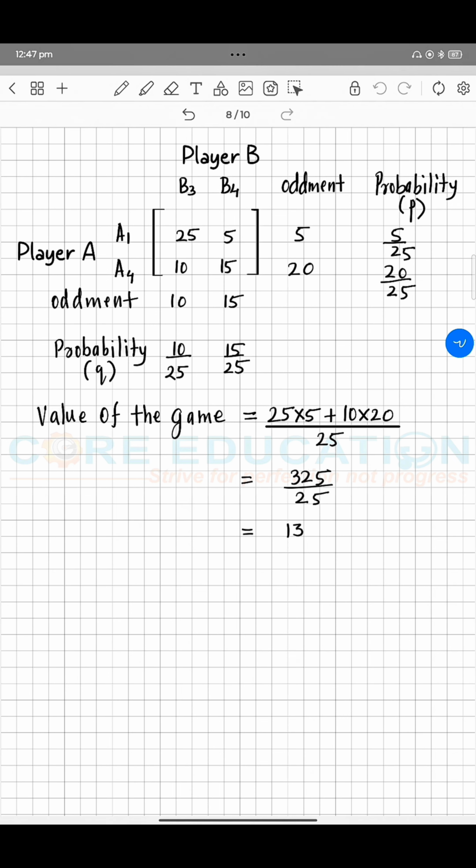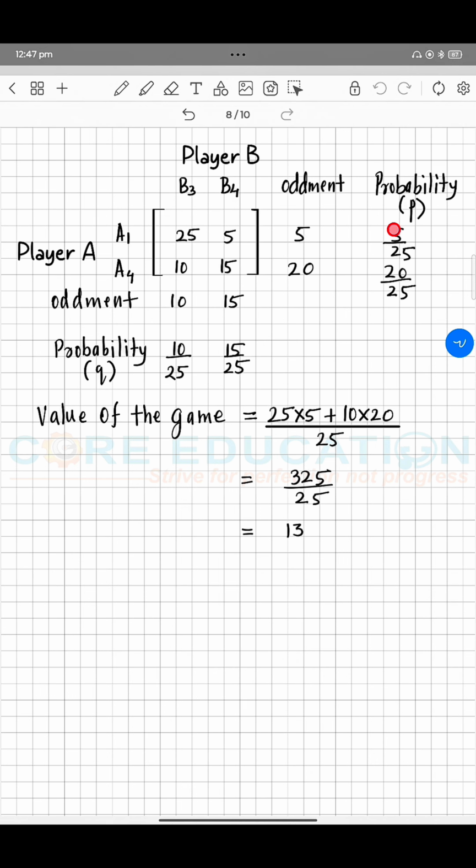Again using the oddment formula, 25 minus 5. For the first row, we calculate from left to right: 25 minus 5, which will be written below. Then for the second row we go from right to left: 15 minus 10, which will be written at the first row entry. For the first column, it goes from top to bottom: 25 minus 10, written at the cross, 15. And for the second column, from bottom to top: 15 minus 5, which is 10.